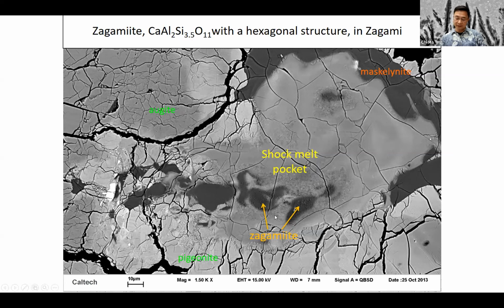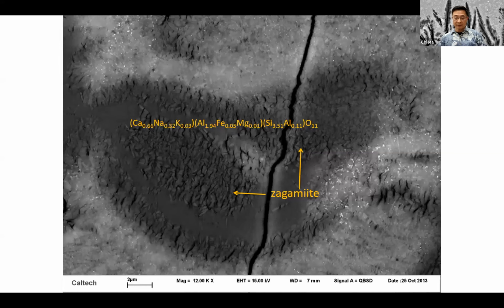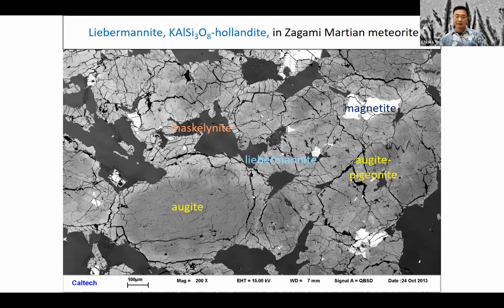Now let's zoom in, take a closer look. Zagamiite has this composition. So those fine-grained crystals are zagamiite. Zagamiite actually crystallized from the shock melt with a mixture of feldspar composition with a trace amount of pyroxene composition. Next high pressure mineral from Zagami is liebermannite. Liebermannite has a K-feldspar composition with a hollandite structure.